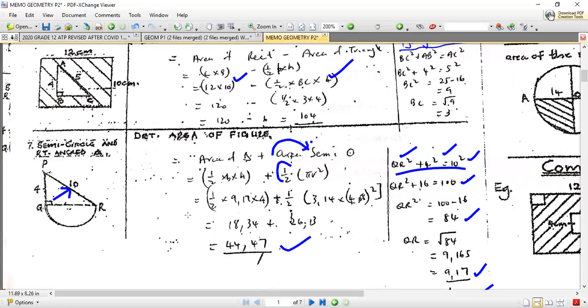Now, if QR is 9,17, we need to find half of QR because that would be the radius. And that's how I have the 4,08. Because 4,08, if I work out r, is 9,17 divided by 2, which is 4,08. And I plug that in there for my area.